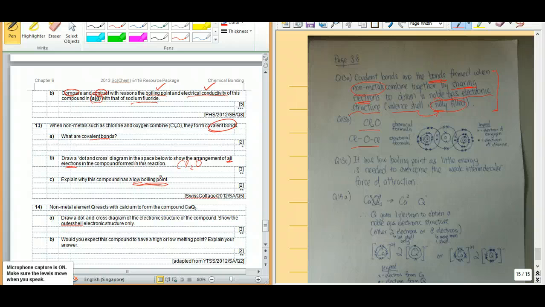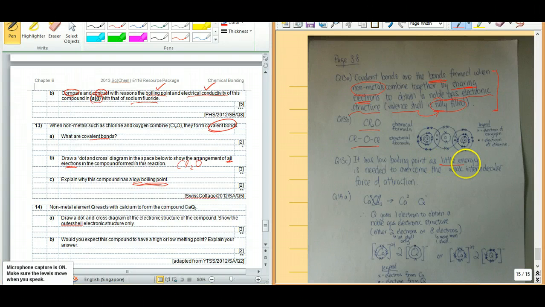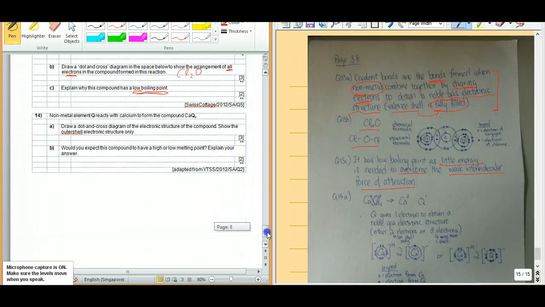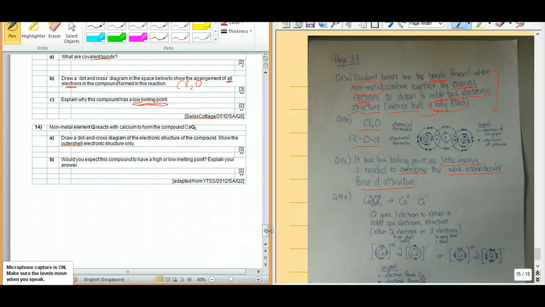Why? Little energy is needed to overcome the weak intermolecular forces of attraction. I think by now you have heard me repeat this statement at least 7 or 8 times, so that should be in your head now. Okay, so that's all for question 13.